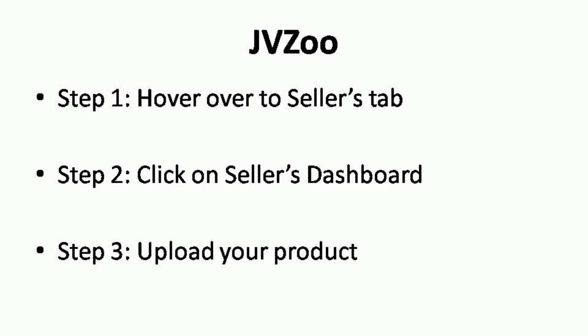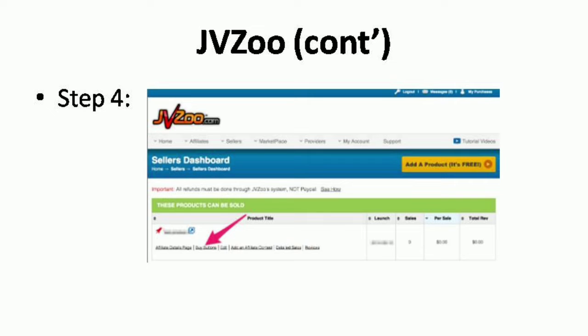Step 1, go over to the Sellers tab on the top. And then click on the Sellers dashboard. Wait, and you'll be directed to a page where it requires you to upload your product. If you already have a few products uploaded, you can see the options to edit or publish your buy button. Once you've uploaded your product, you can then click on the Edit button right here.